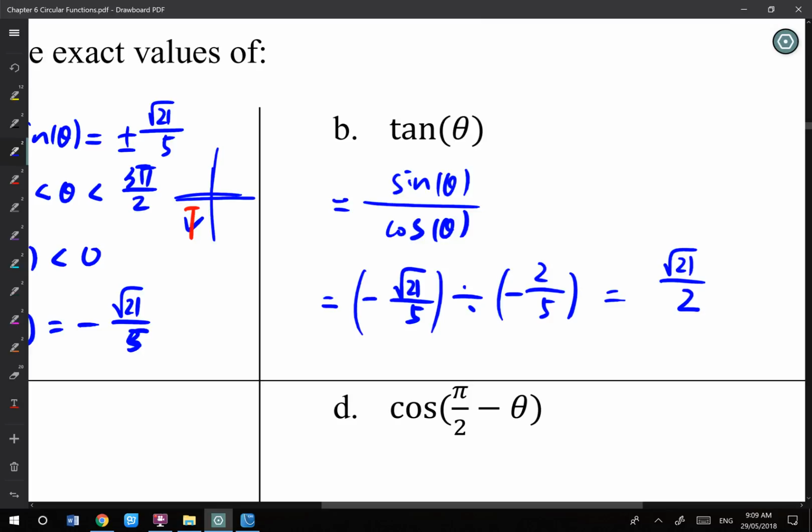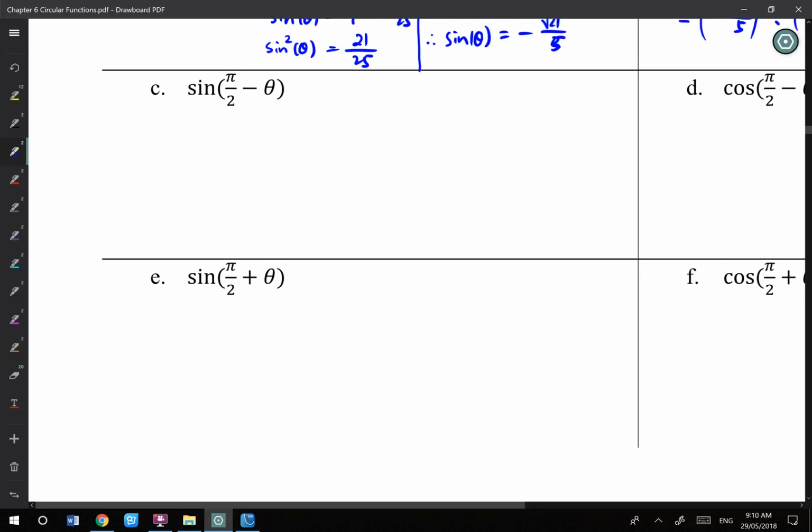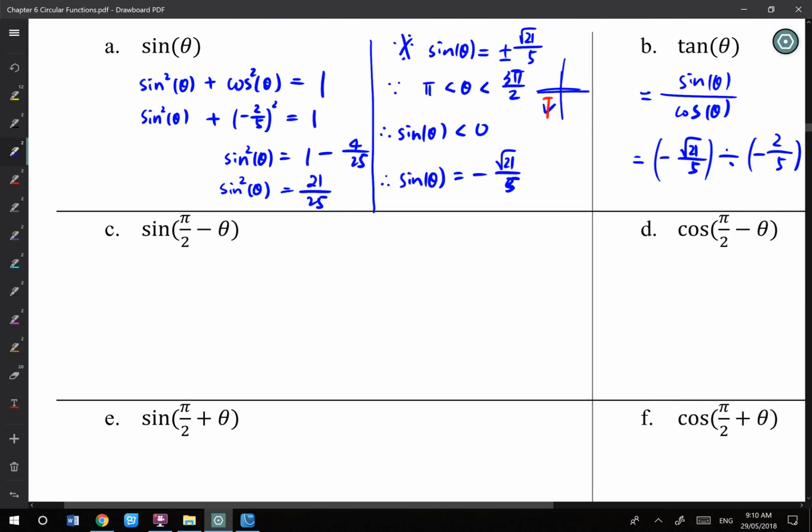Questions? No? Okay, and then use the formulas for the next four. You just use the formulas to work things out. I know sine, cosine, tangent already, so everything's easy after that.